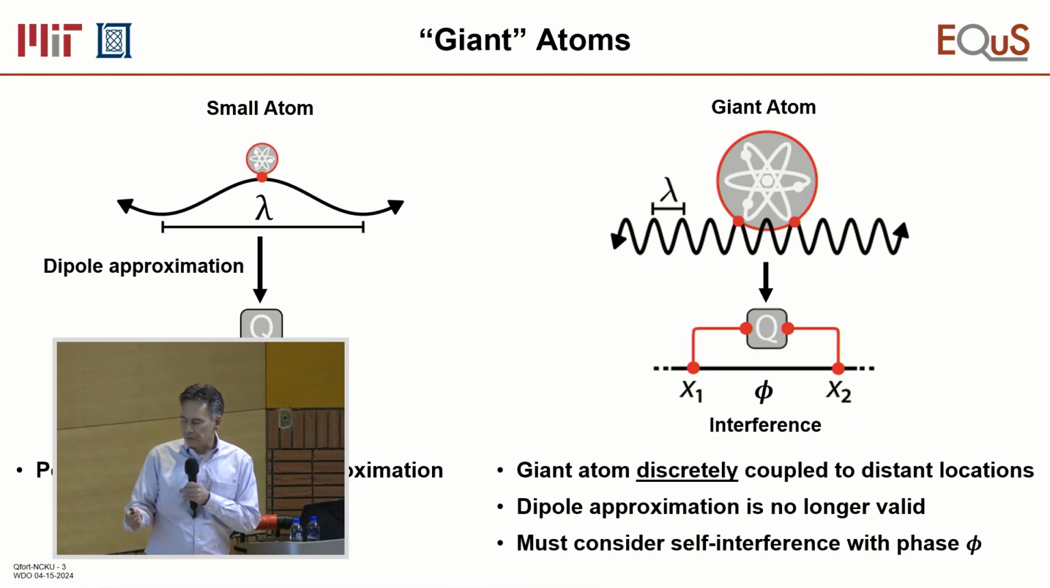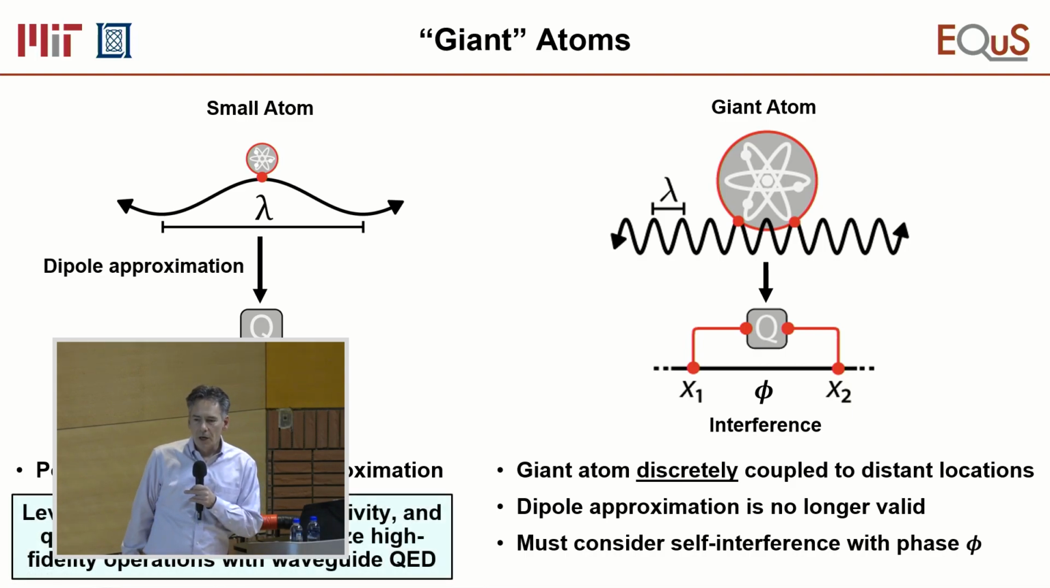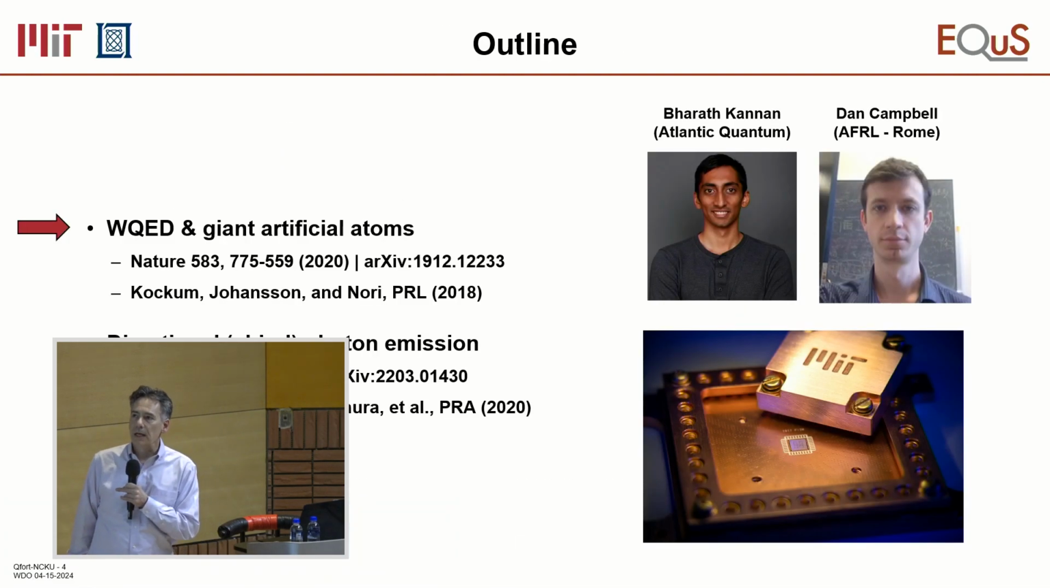What it means, though, is that the dipole approximation is no longer valid in this limit, and we just have to consider the self-interference along with the phases that are accrued between the emission and absorption points. So in this work, we're leveraging the size of our qubit, its connectivity, and quantum interference to realize high-fidelity operations in what's called a waveguide quantum electrodynamics, or QED environment. I'll explain what that means.